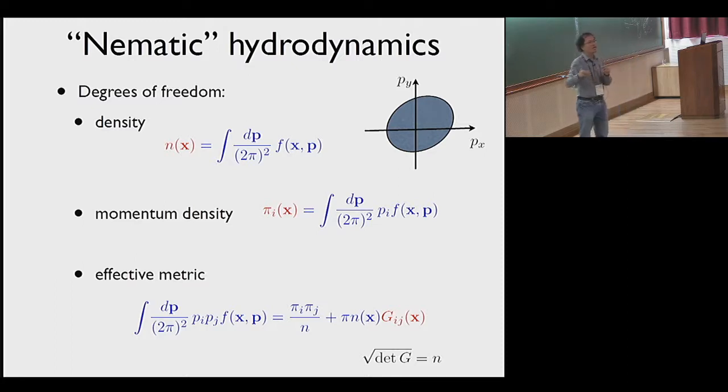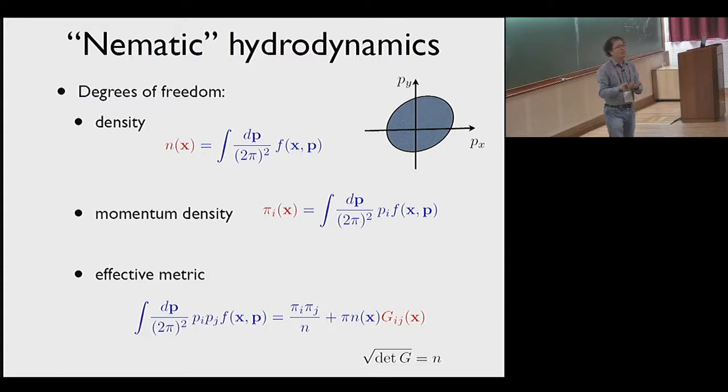If I constrain my fluctuations only to these fluctuations, then I have a theory that should look like hydrodynamics with density, momentum density, and this metric.